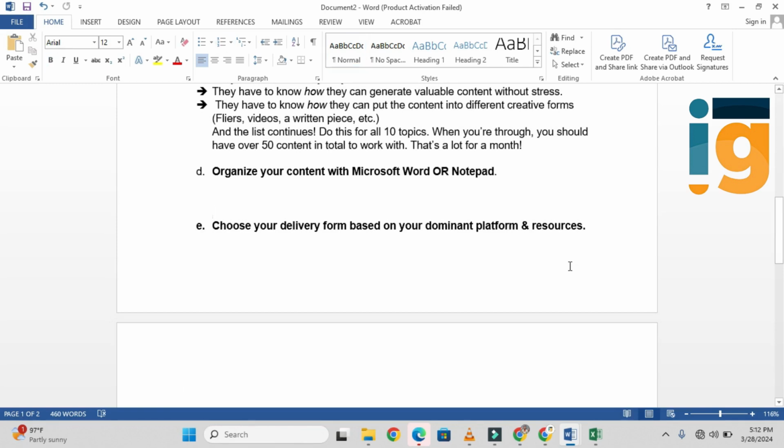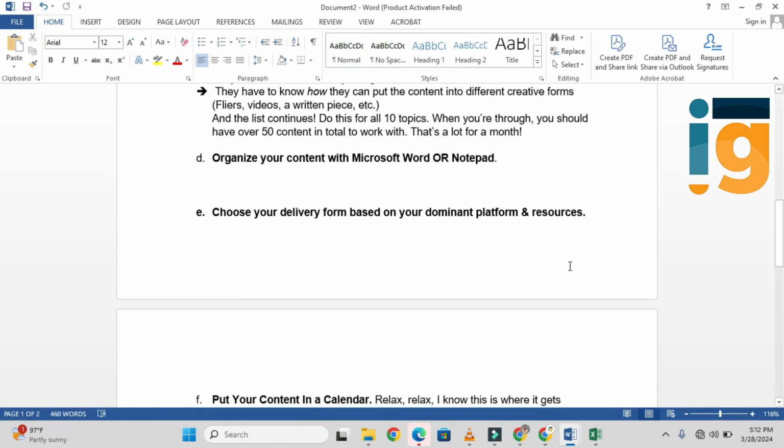After we have organized our content with Microsoft Word or Notepad, the next thing you should do is to choose your delivery form based on your dominant platform and resources. You should know your dominant platform. Your dominant platform is the platform that is perfect for your brand, and the platform where you spend most of your time. For some people, Instagram is their dominant platform.